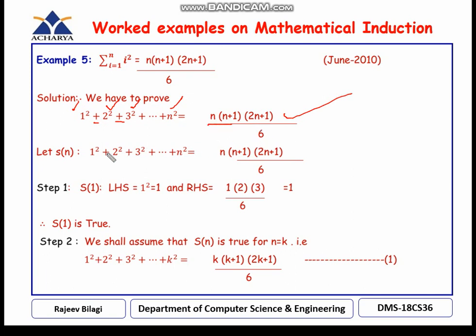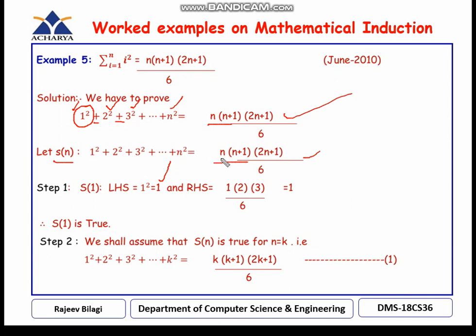Okay, so now S of n, I will take it as S of n, which is 1 square plus 2 square plus 3 square up to n square is equal to n into bracket n plus 1 into 2n plus 1 divided by 6. So LHS, when i is equal to 1, you will get 1 square. So LHS equal to 1 square, that is equal to 1.